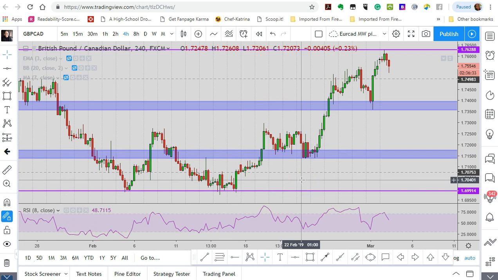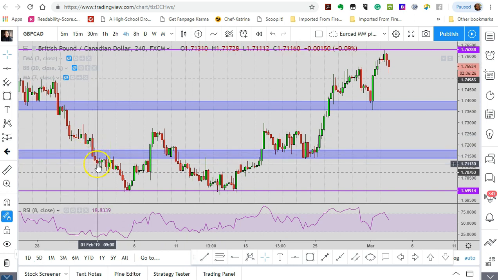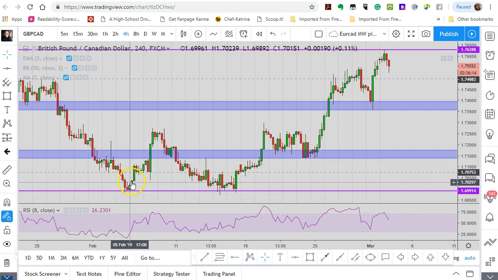Now, look at it again. What did price do? It came into my zone. It broke. Retested. Look. Stayed in the zone. Continuation. Popped up again, continuation. You could have taken it down to this. Look at that.